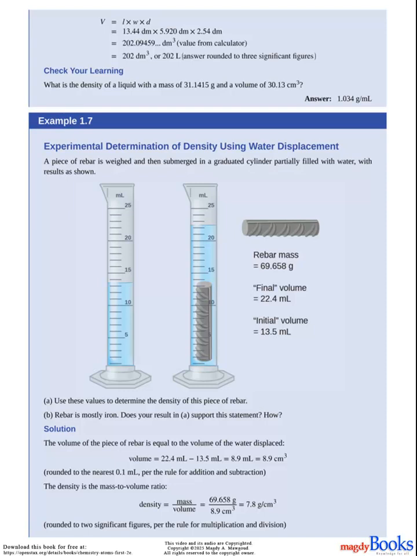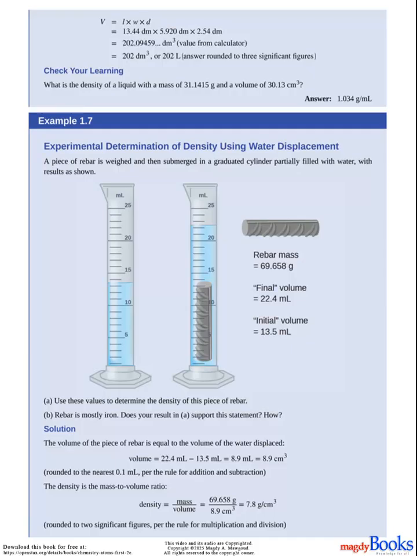A. Use these values to determine the density of this piece of rebar. B. Rebar is mostly iron. Does your result in A support this statement? How? Solution. The volume of the piece of rebar is equal to the volume of the water displaced. Volume equals 22.4 milliliter minus 13.5 milliliter equals 8.9 milliliter equals 8.9 centimeter cubed. Rounded to the nearest 0.1 milliliter per the rule for addition and subtraction.